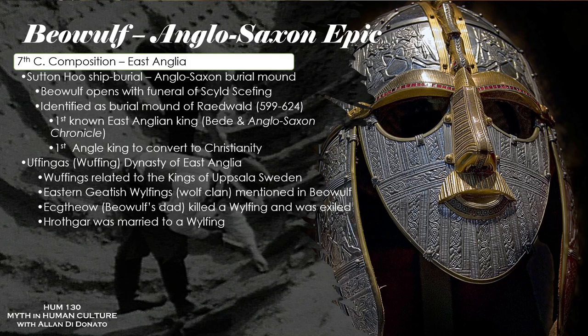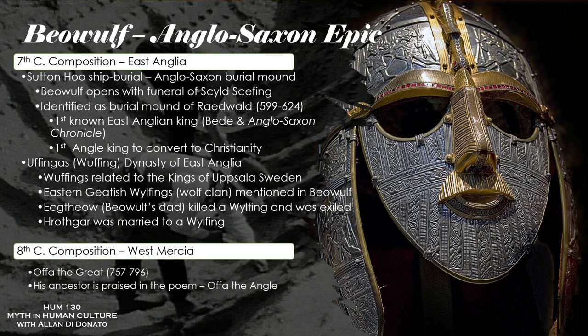So here you've got these characters that are from this particular family in the story, which is why people think it's probably in East Anglia that this story was composed, because of the prominent position these Wulfing or Uffingas kings play in the poem. Okay, so that's kind of interesting. We may have found a figure from that very dynasty that represents that very culture. There's another theory, there are actually multiple theories, but another theory is that it was composed during the 8th century in West Mercia. And this is because of the figure Offa the Great, who was a great king of West Mercia between 757 and 796. And his ancestor, a guy by the name of Offa the Angle, is mentioned in the poem as well.